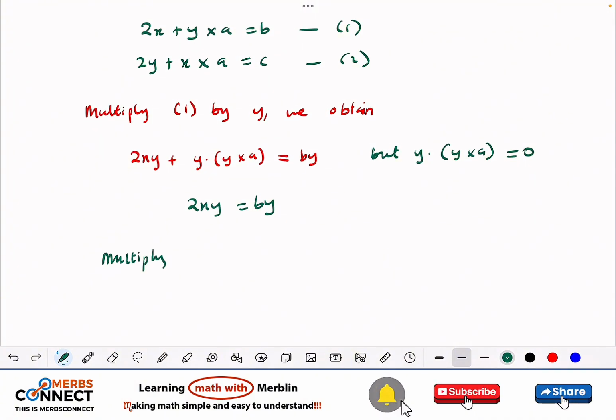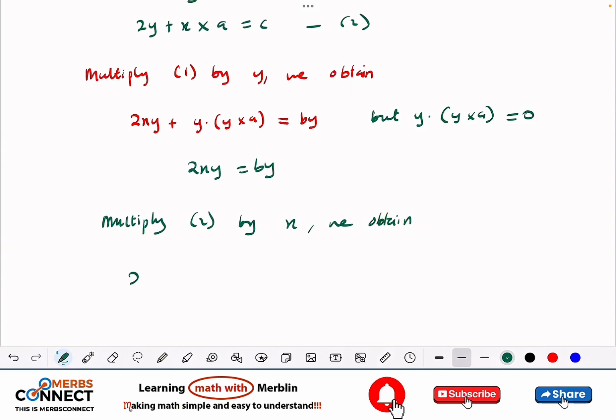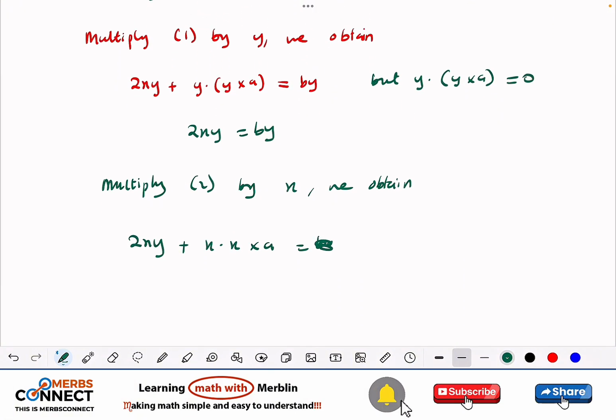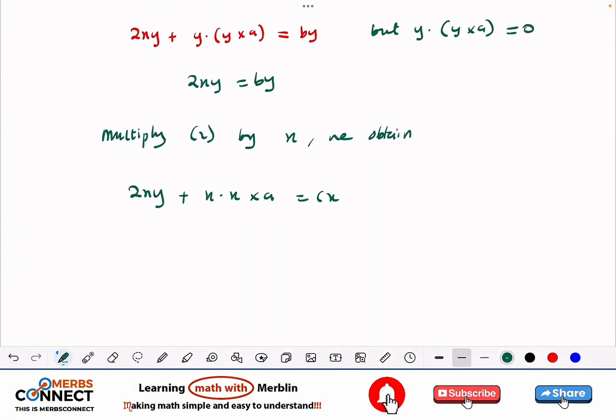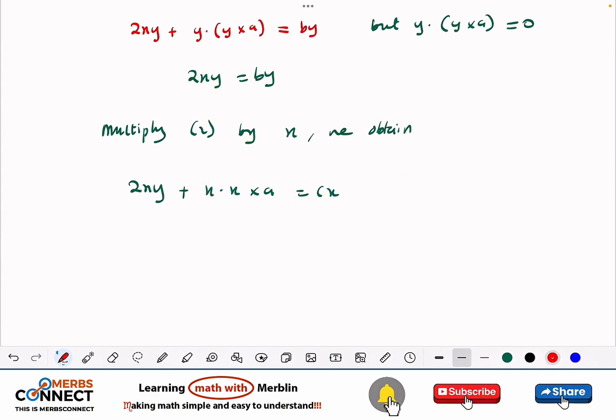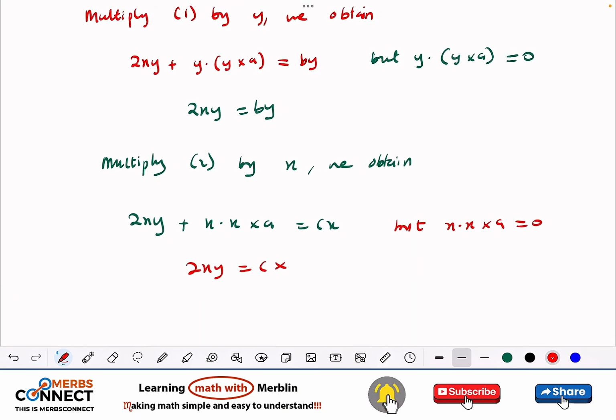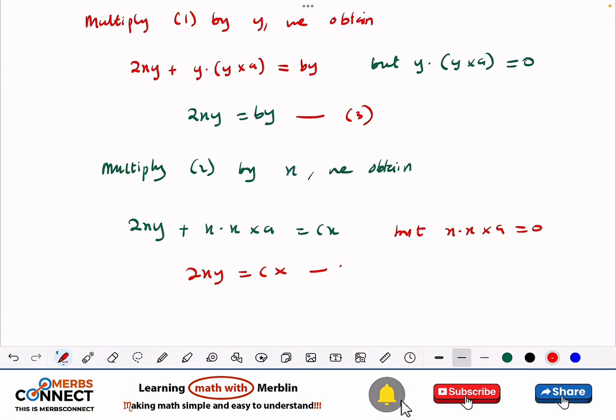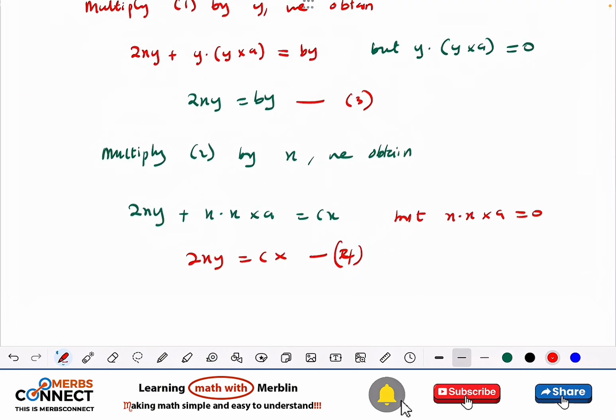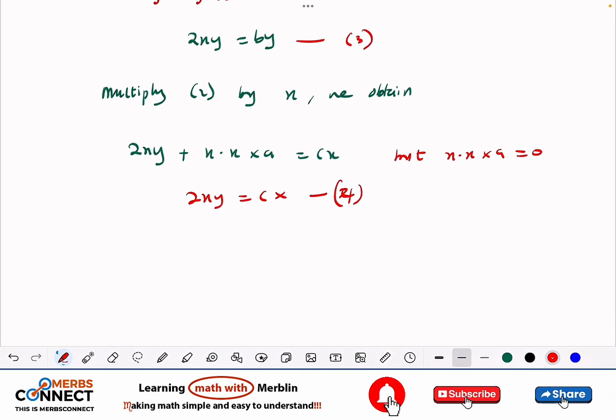So multiply equation 2 by x, we obtain 2xy plus x dot x cross a, which is equal to b, which is equal to cx. It's going to give us cx. So we see that this guy here is going to be 0, because x dot cross a is 0, so we are going to have 2xy is equal to this. So let me name this one, let's say equation 3, and name this one equation 4, right? So basically we're able to do something here. So we can solve for x and then put it inside 1, and then we are done.